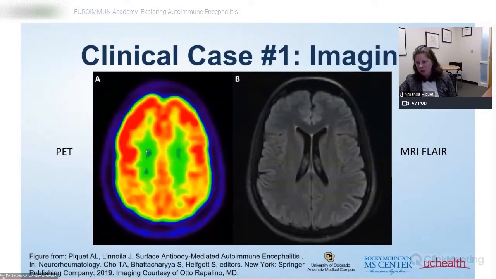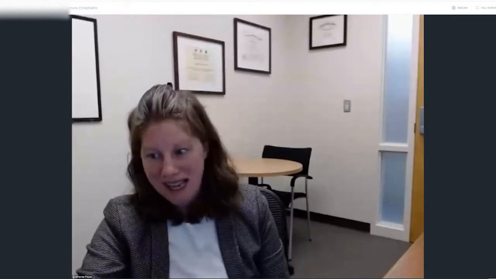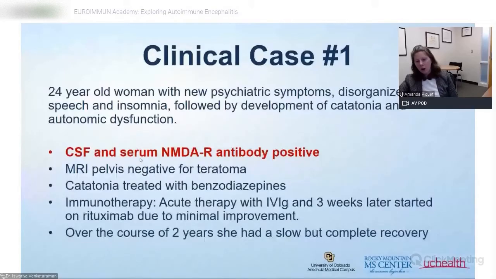Now, you could see here the relative hypometabolism in the posterior or bilateral occipital lobes when you compare to the frontal lobes, which are bright red. And again, this is consistent with a pattern of frontotemporal to occipital, hyper to hypo metabolic gradient. And this is reported in patients with this particular antibody, which was NMDA receptor encephalitis. Her workup was remarkable for NMDA receptor antibodies found in both the serum and the CSF.